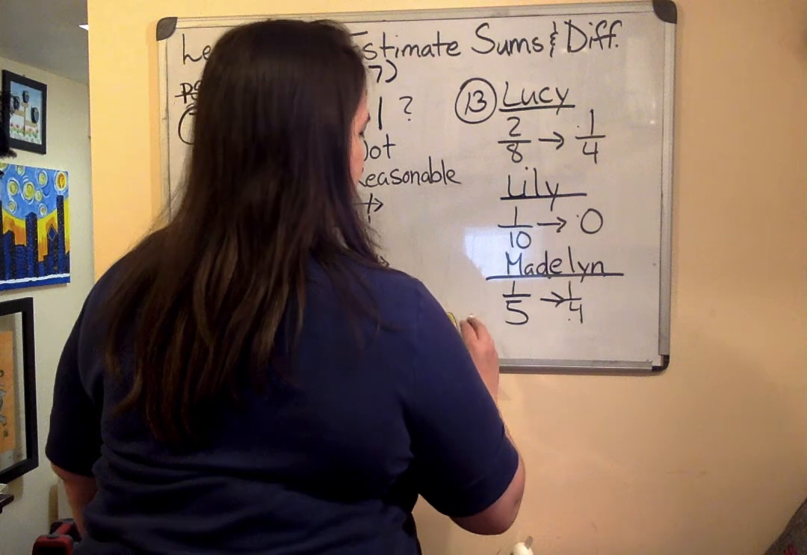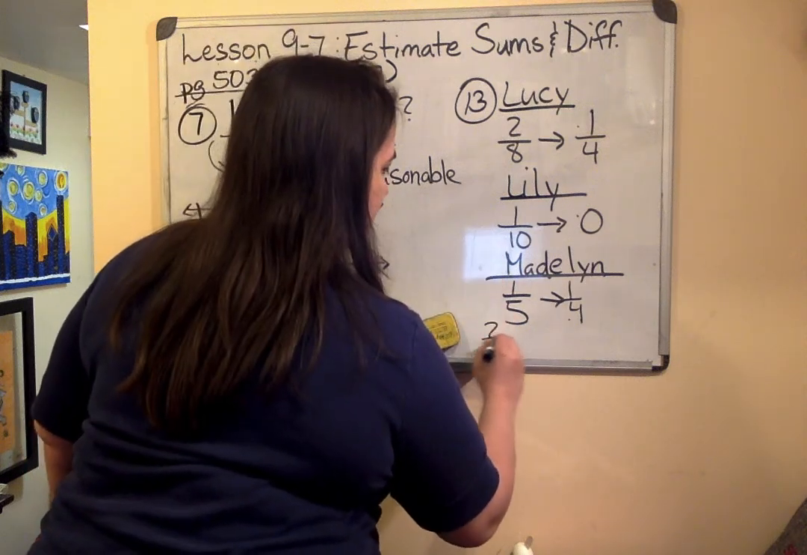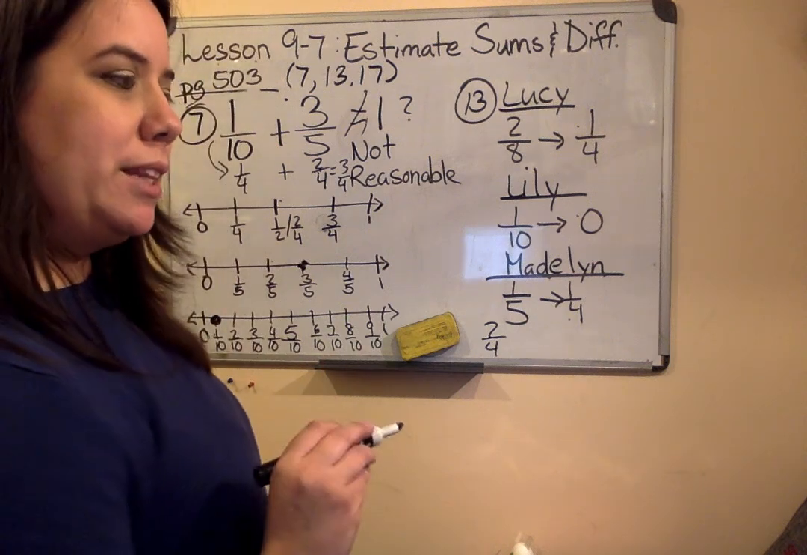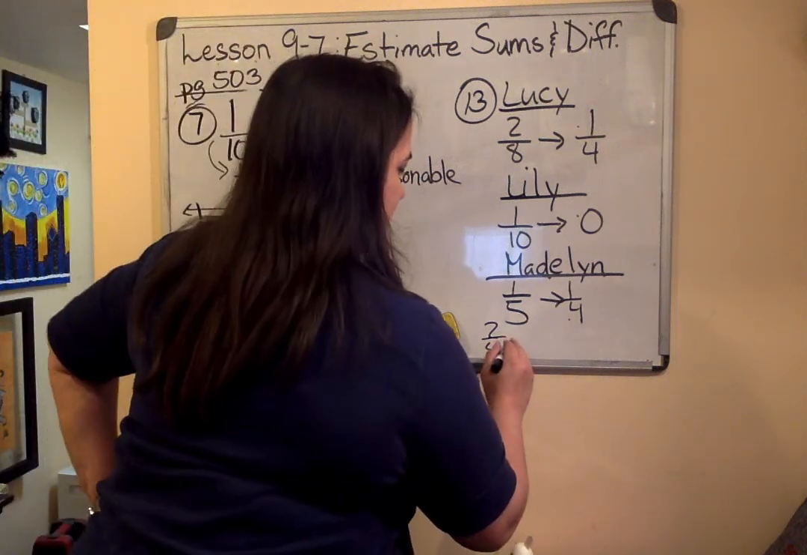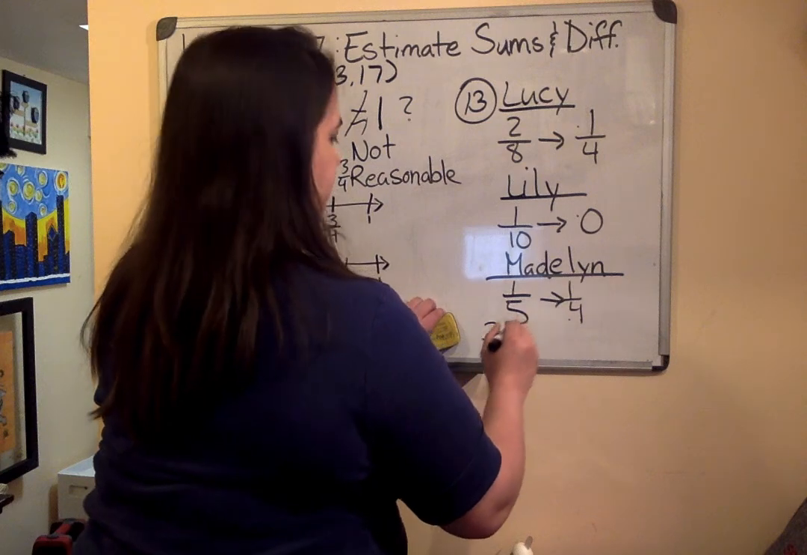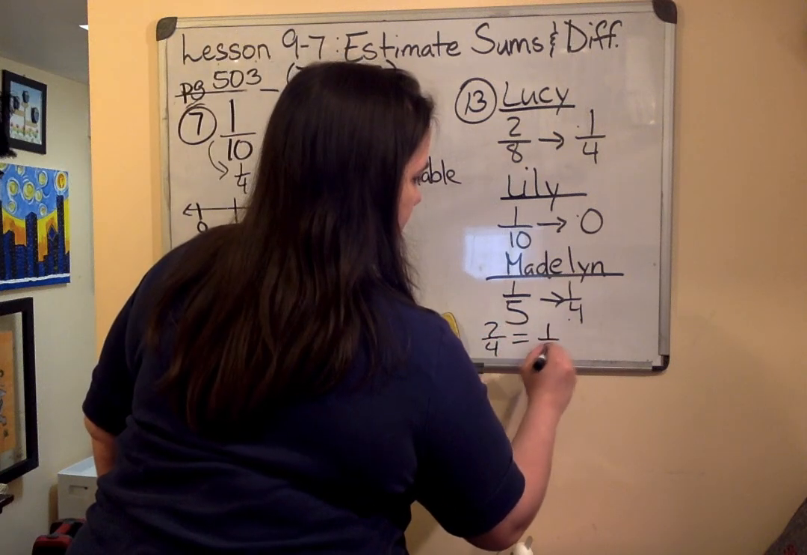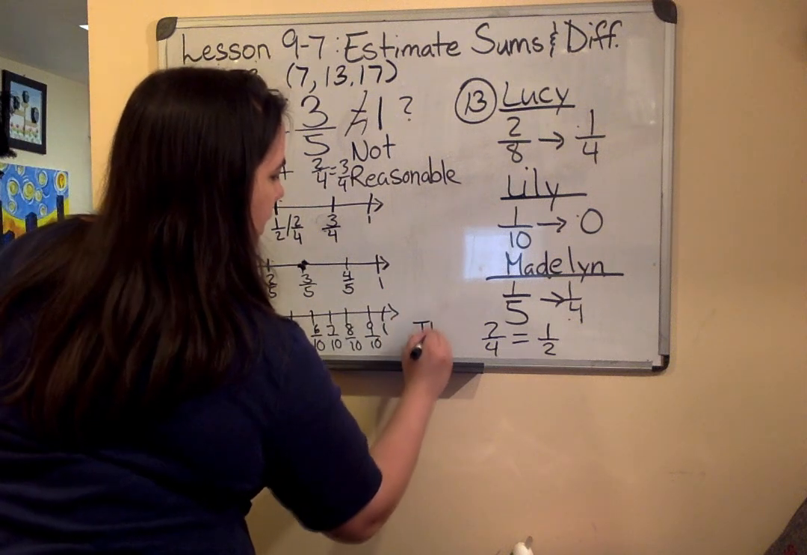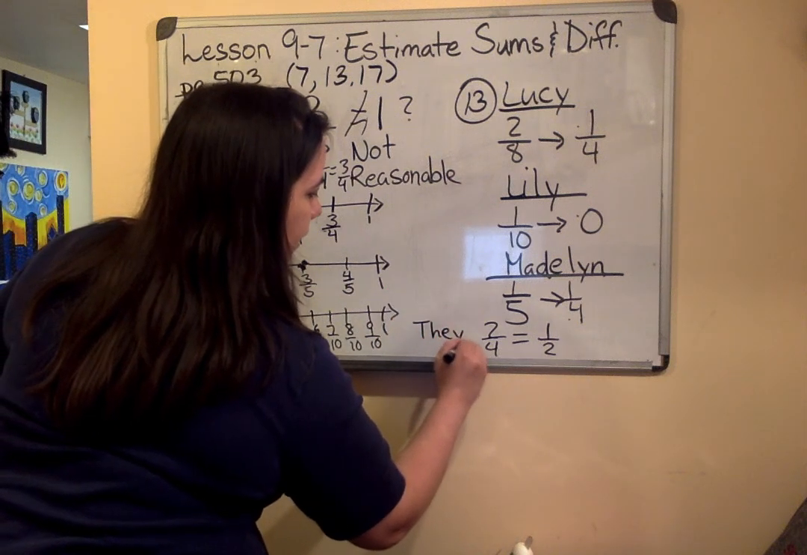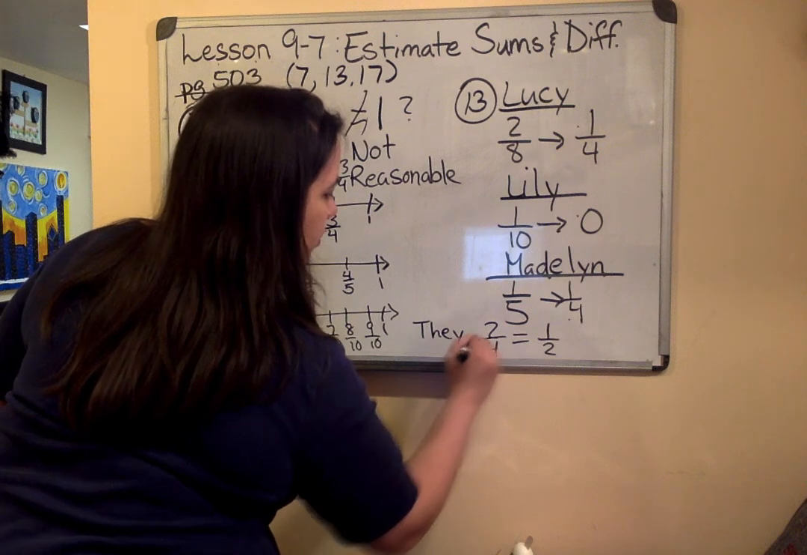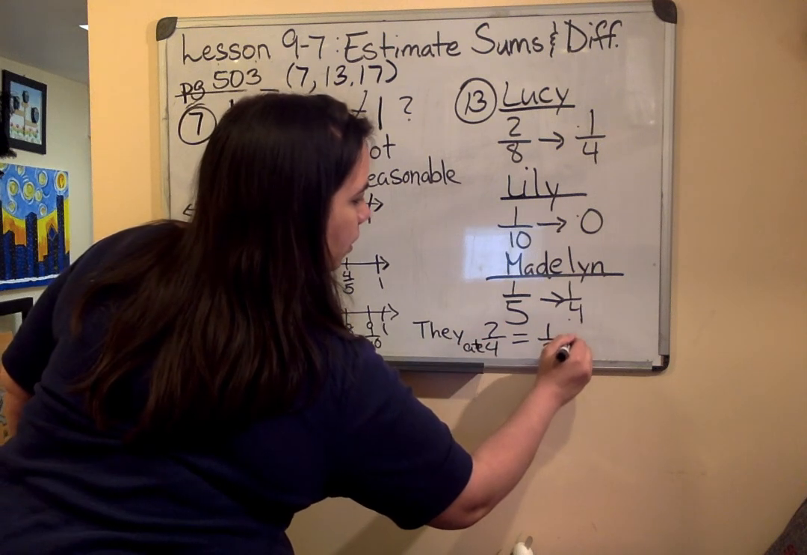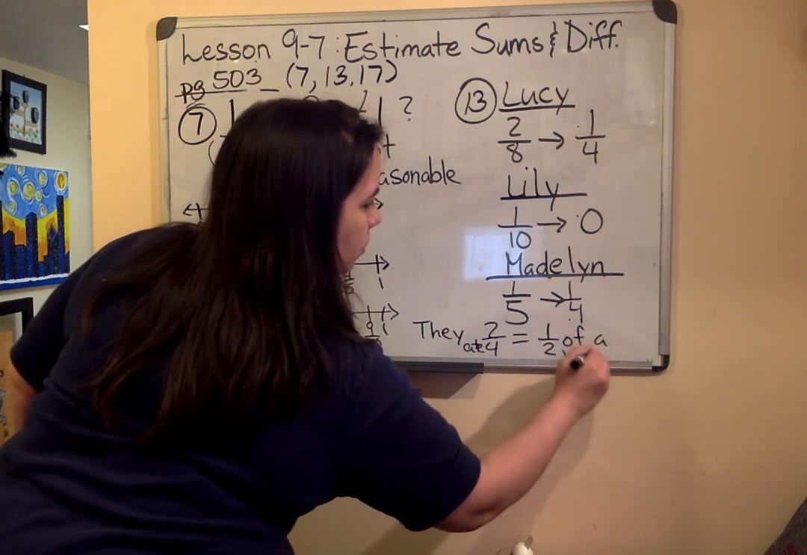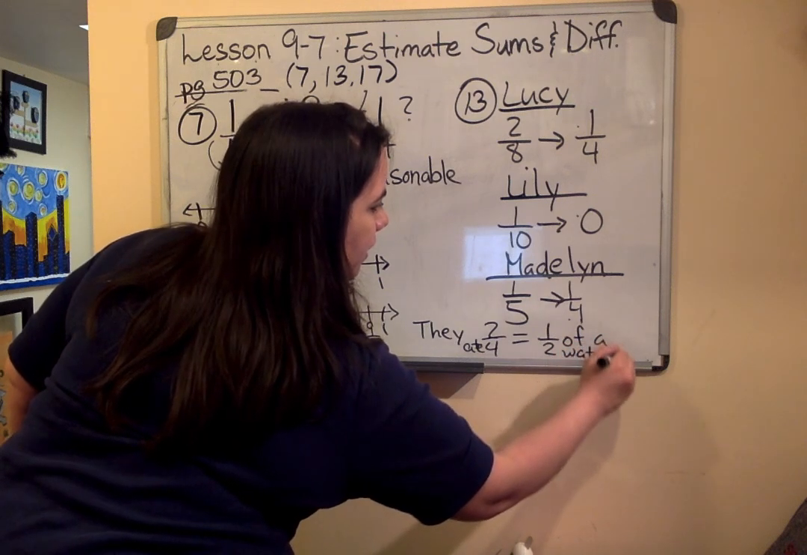So how much watermelon did the girls eat? They ate about 1/2. Comieron como un mitad de una sandía. Let's write, they ate 1/2 of a watermelon. Comieron un mitad de una sandía.